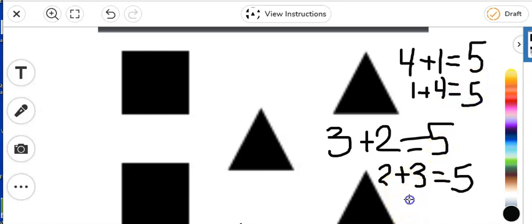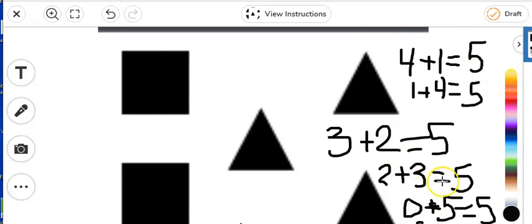So then I could say, well, what am I missing? Oh, I'm missing 0. 0 plus what equals 5? If I have 0 in one group and I need to get to 5, I need a whole group of 5 as the other addend. So 0 plus 5 equals 5, and then 5 plus 0 equals 5. So then I could check and make sure I have all the ways to equal 5.